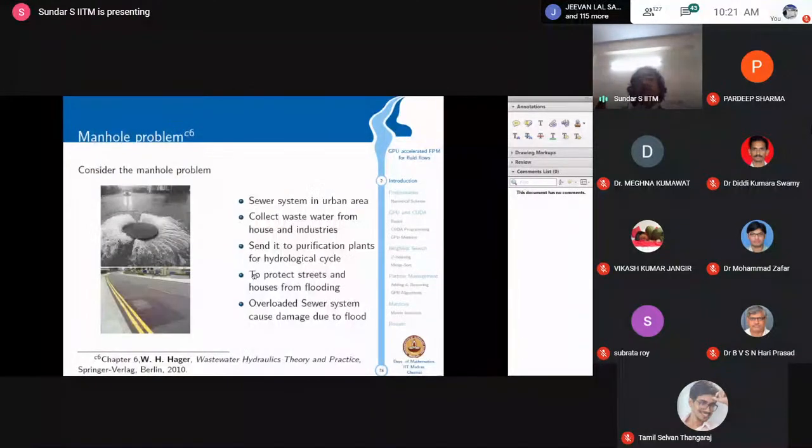Yeah. So to protect streets and houses from flooding: an overloaded sewage system causes damage due to flood. So this is the problem. We need real-time simulation, and we have even done it in a three-dimensional geometry. Given a street geometry, and given where that particular flood occurs, how does the water come from the sewage system onto the streets? This has to be simulated because, in order to have any automated control, we need real-time simulation.